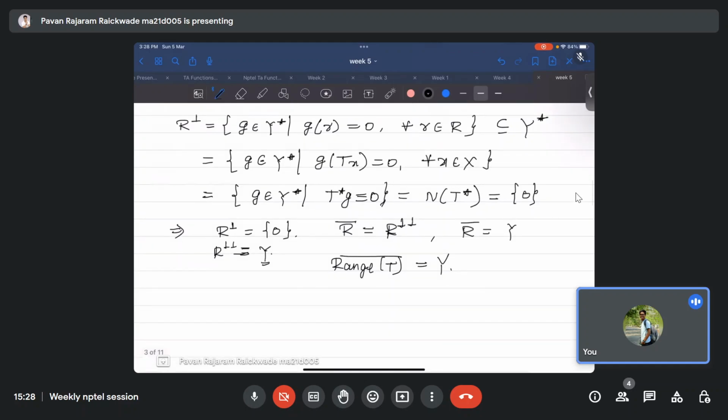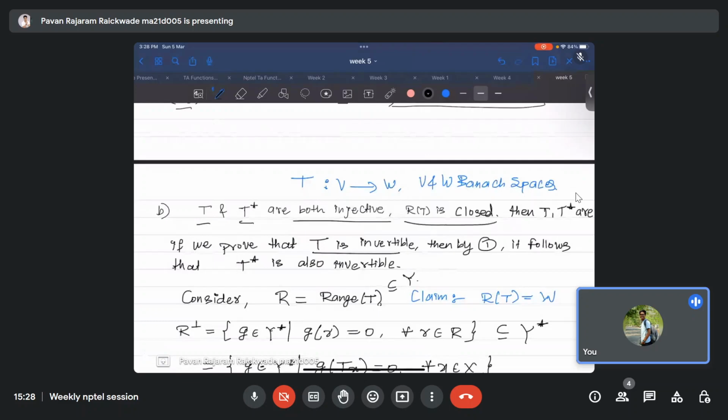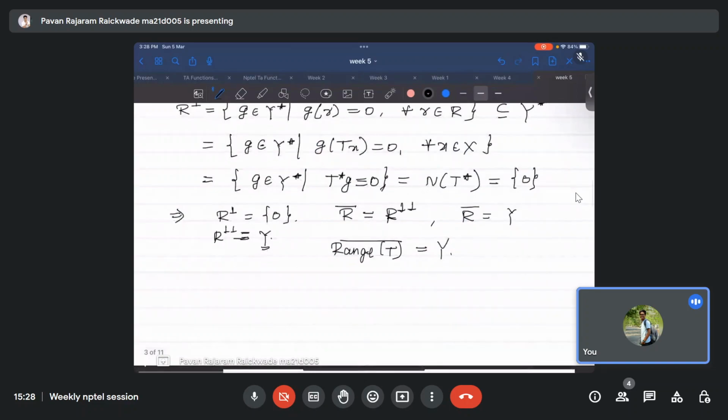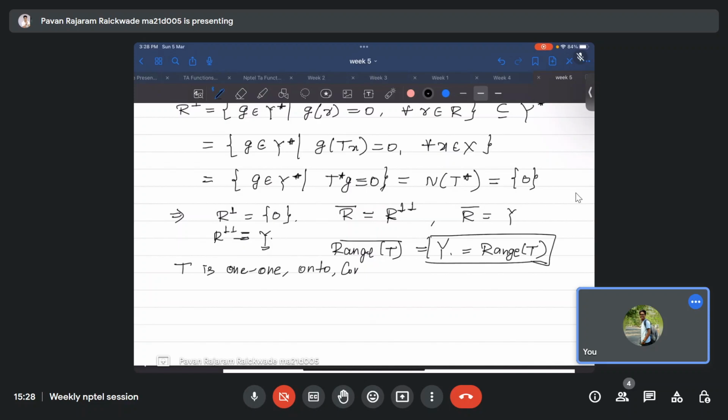But there is another condition on T that says the range space of T is closed, right? Range space of T is closed means the closure of the range space of T is the same as the range space of T. What we got is T is onto. So T is one-one, onto, continuous. Hence, by the bounded inverse theorem, T is invertible. And also, by one part of this, T star is also invertible.